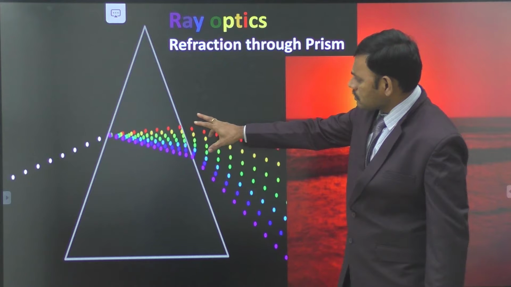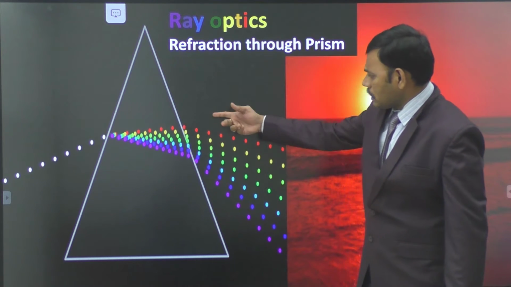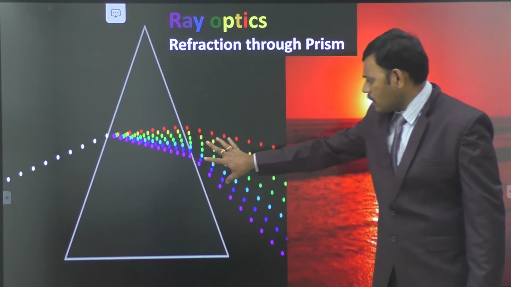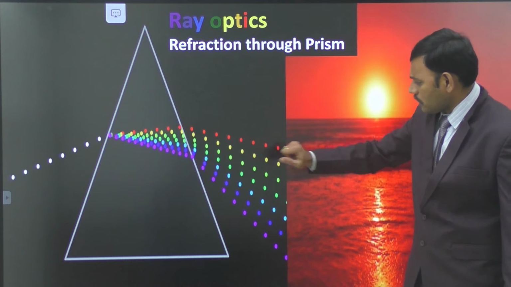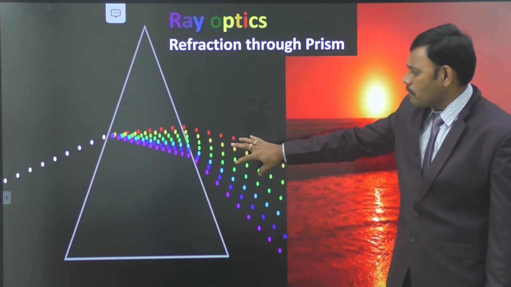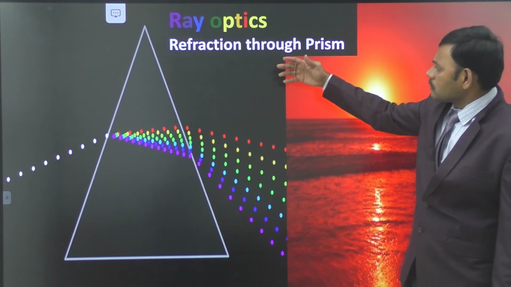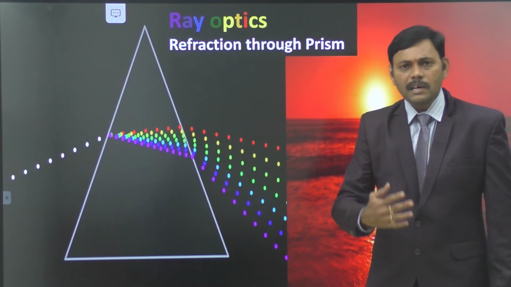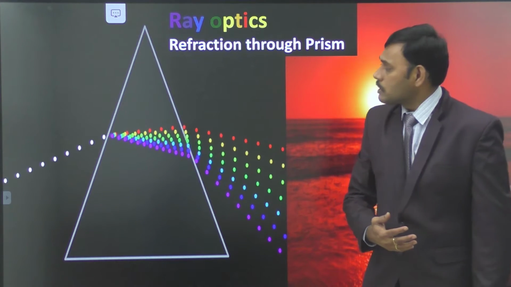After refraction, the white light undergoes dispersion, so that the light is divided into its 7 constituent colors, and the emergent beam has these 7 colors. This phenomenon is known as dispersion, and here we are observing the dispersion phenomenon along with refraction. So throughout this session we mainly concentrate on refraction through a prism, which shows the phenomenon of dispersion.